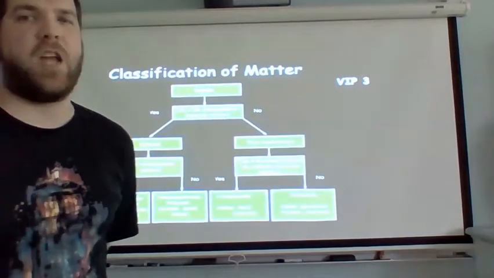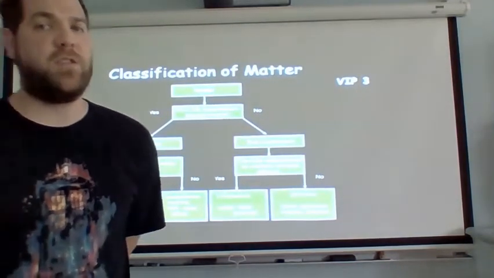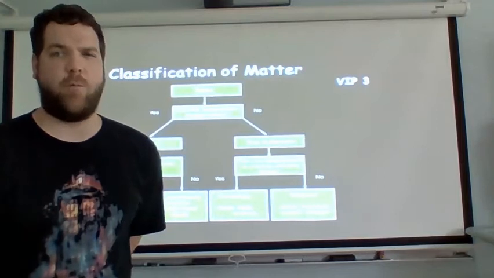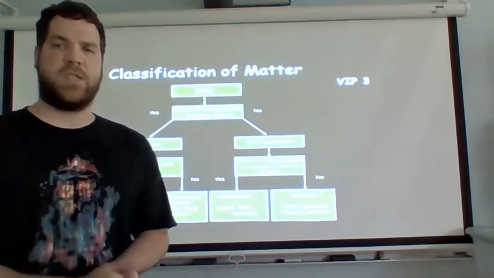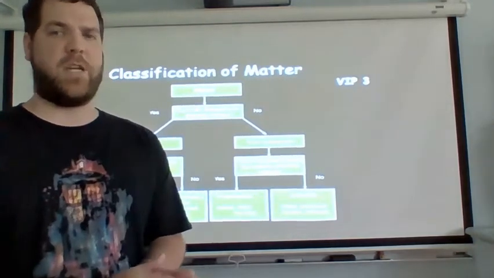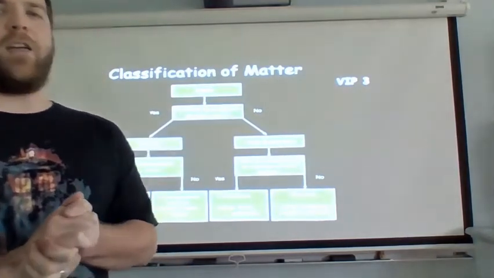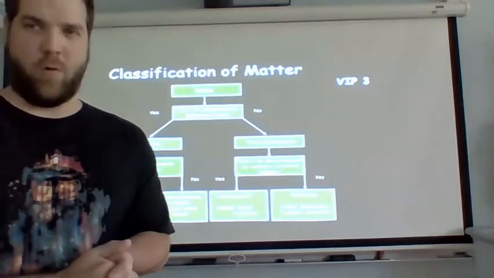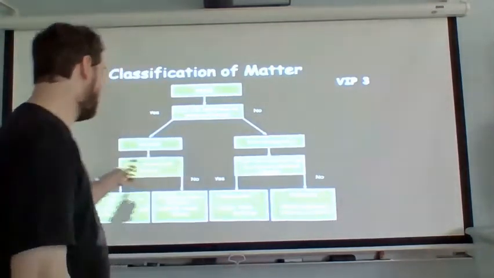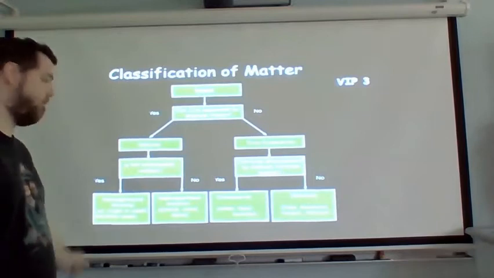Then it asks you if the composition is uniform. This just means whether it looks all the same or not. Basically, can you see a difference between the oxygen atoms here and the nitrogen atoms over here? No. That makes it all uniform, meaning that air is a homogeneous mixture.